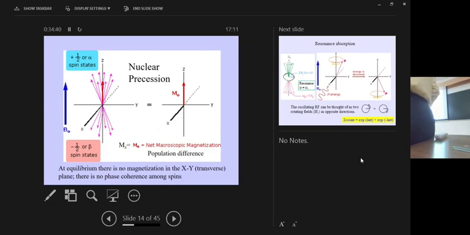So at equilibrium, there is no magnetization in the xy plane, and the net magnetization is only along the z-axis. We call this Mz or M0. And what does it depend upon? It depends upon the population difference between the two levels.